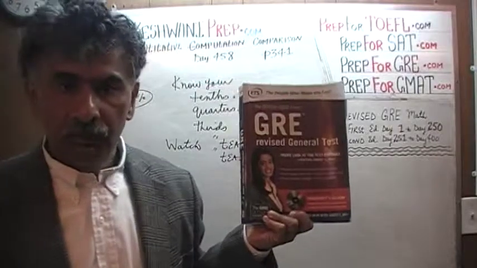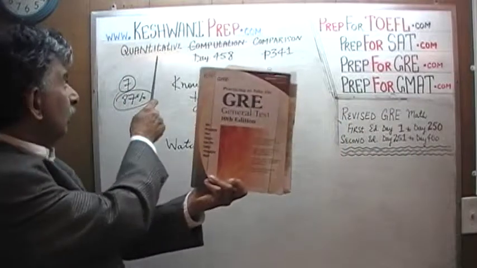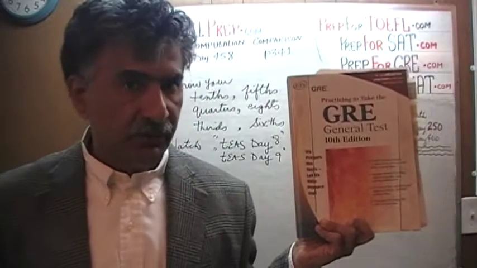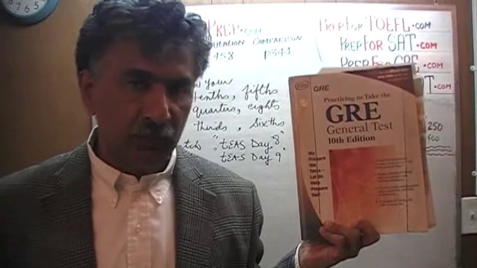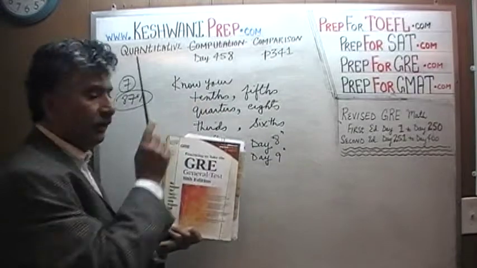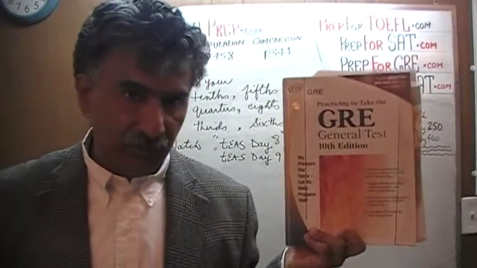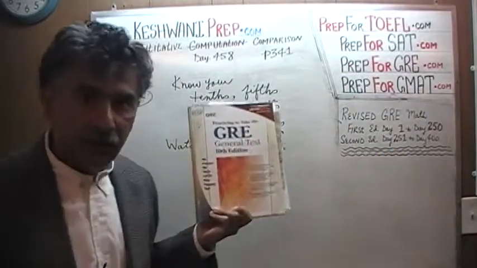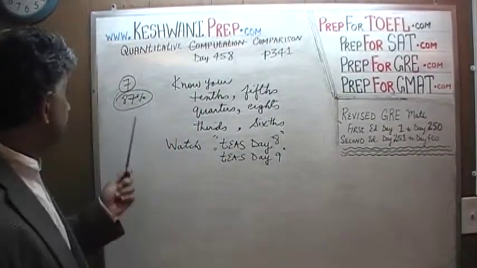Right now, we are in the process of solving some quantitative comparison questions. Quantitative comparison questions have not gone away. They are still in the new exam. Unfortunately for us, the newer books do not provide enough practice problems. For that reason, from day number 401, we began solving quantitative comparison questions from this book here, the 10th edition of the general GRE. We are right now on page number 341. Please turn to it. Page number 341, problem number 7.